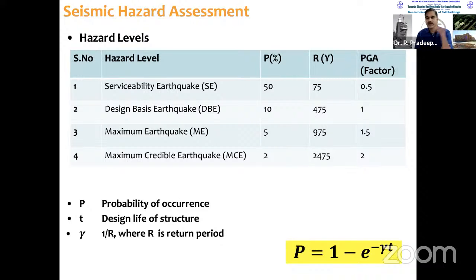So that means if the design basis earthquake is whatever PGA is there, if we understand the factor, we get the maximum credible earthquake as 2, double. That means MCE, if we divide by 2, that's how we got the Z by 2 value. Z is for the maximum credible earthquake, MCE, and Z by 2 is for the design basis earthquake. So this is how we decide hazard levels.